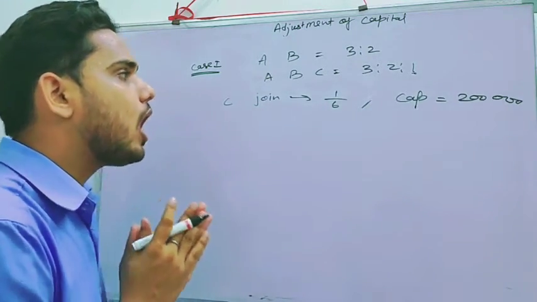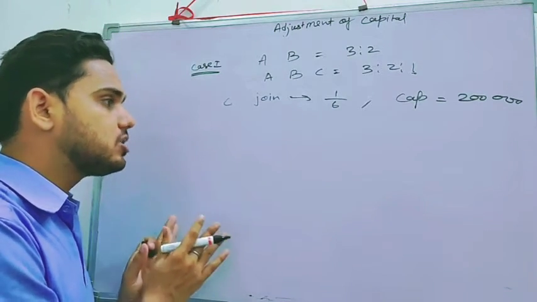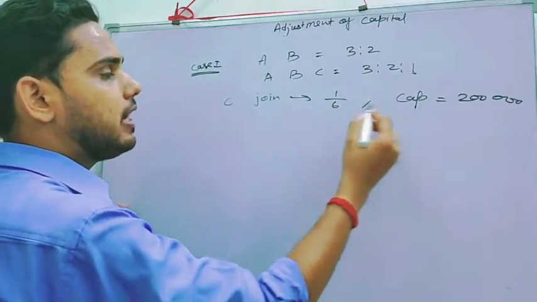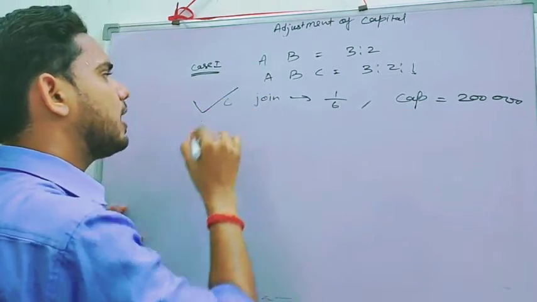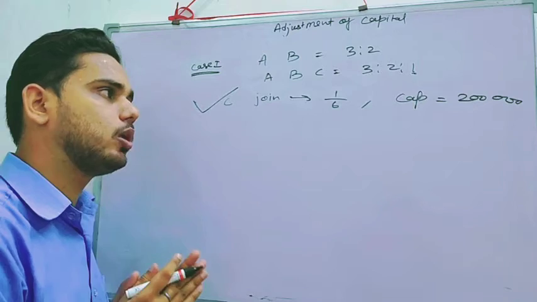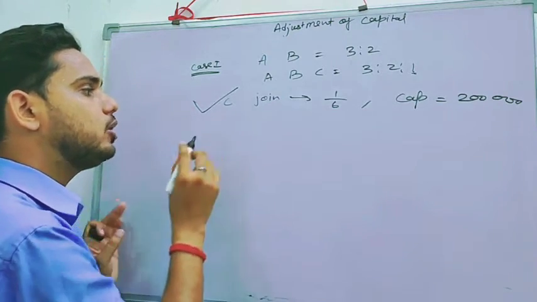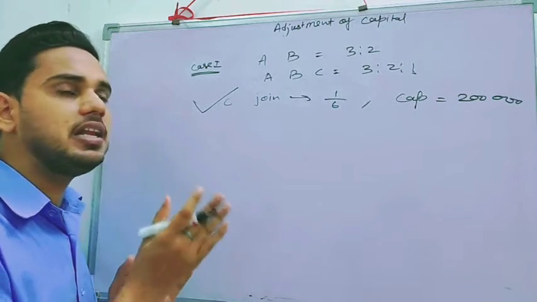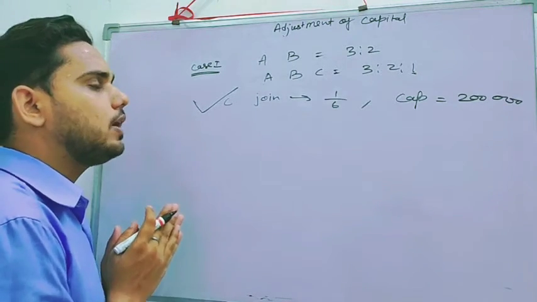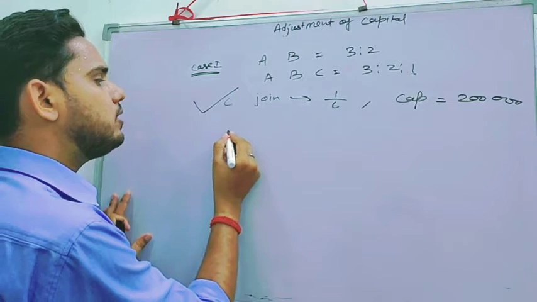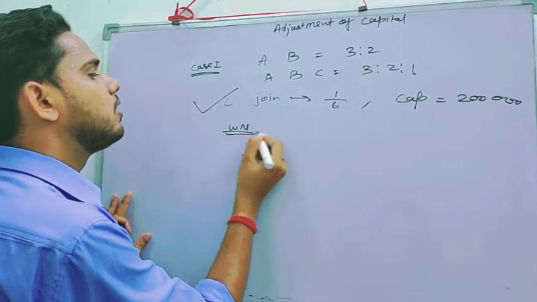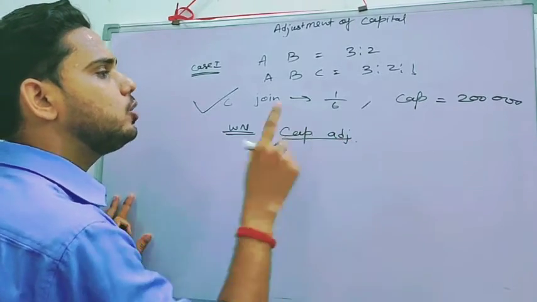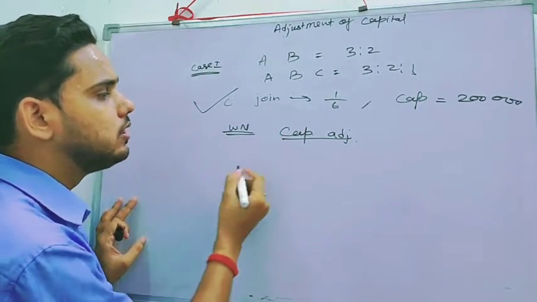Okay, so how will we adjust the closing capital if it is asked in the question that capital will be adjusted on the basis of new partner's capital and his share? Okay, in that case what will we do, sir? We will follow the same funda we were following for hidden capital and hidden goodwill. So what will we do, sir? Firstly, we will prepare a working note, capital adjustment. Okay, now what will we do, sir, we will write the things. How, sir?